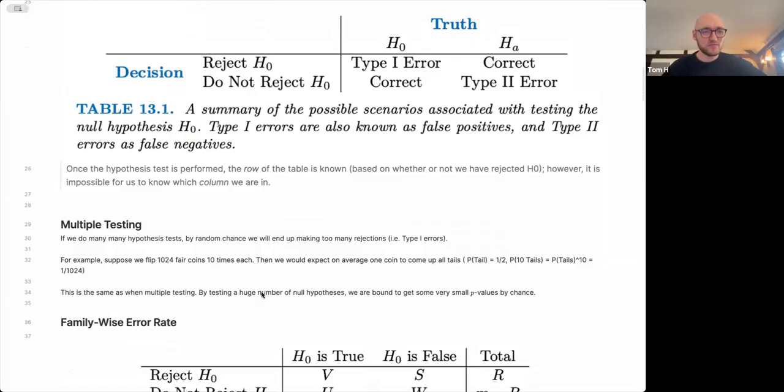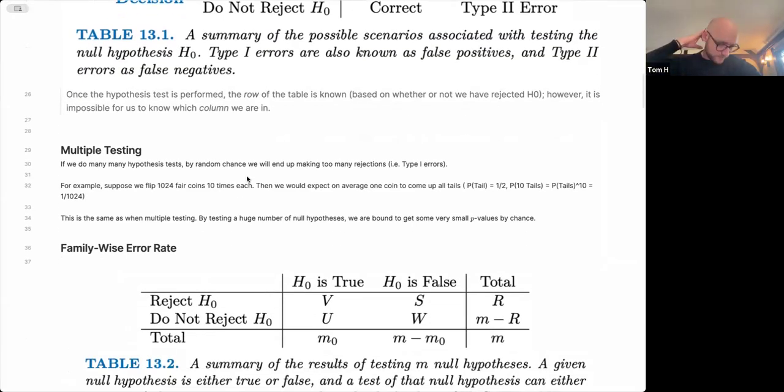But none of that will help us do multiple testing, which, if you don't like p-values, you're about to start doing thousands of them at once and make even more errors, likely. So the idea behind multiple testing is when you've got big data, you might have a lot of questions you want answering and a lot of hypotheses that you want to test. But doing that, you will, by random chance, end up making too many rejections, too many type 1 errors.